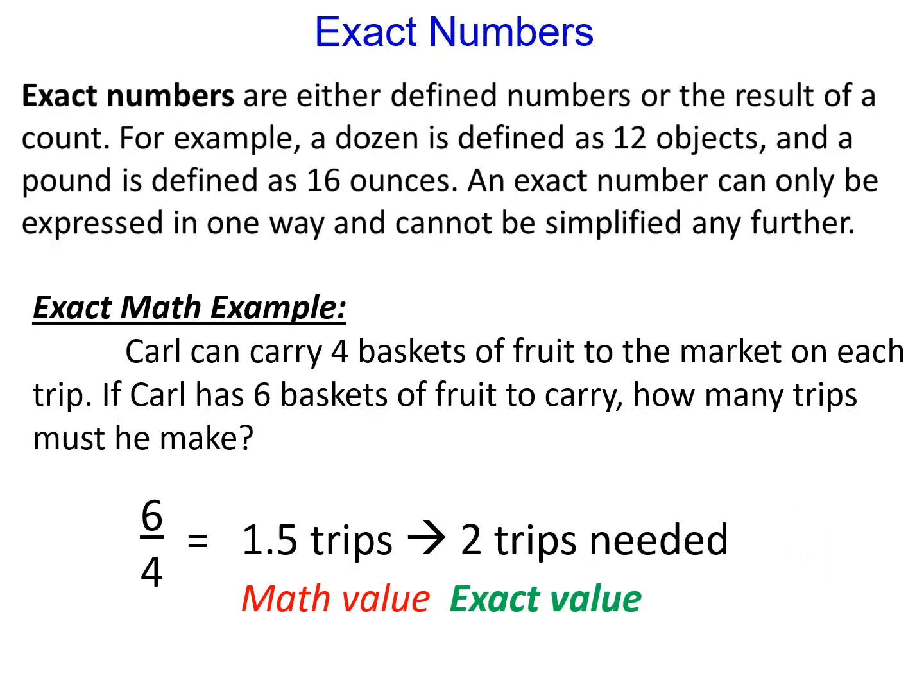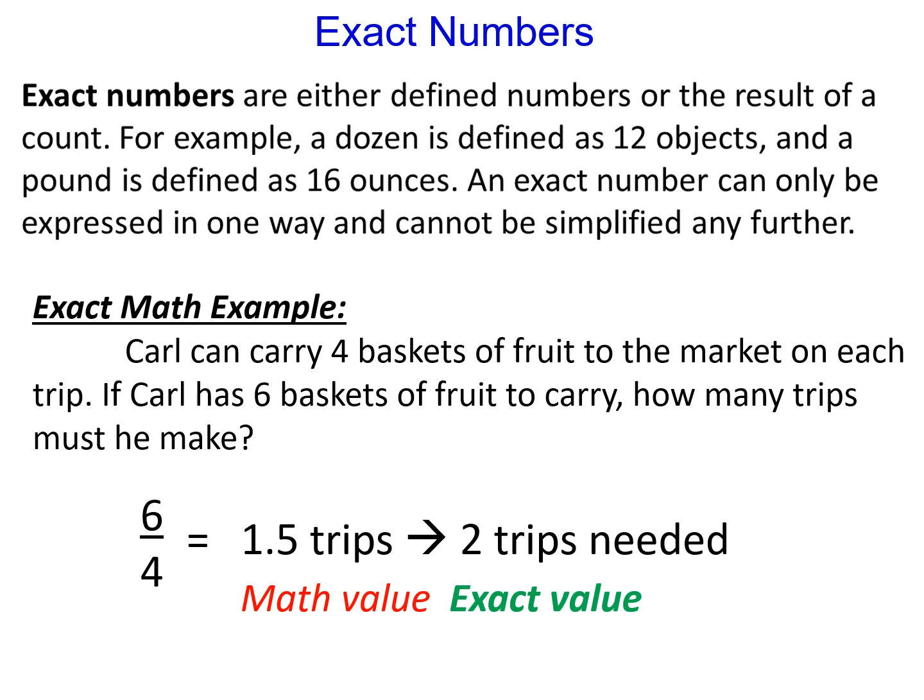Exact numbers are either defined numbers or the result of a count. So we either define them as such or we count them. For example, a dozen, 1 dozen, is defined as 12 objects. A pound, 1 pound, is defined as 16 ounces. An exact number can only be expressed in one way and cannot be simplified any further.